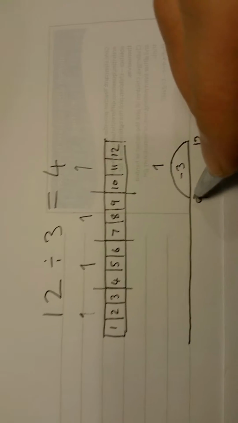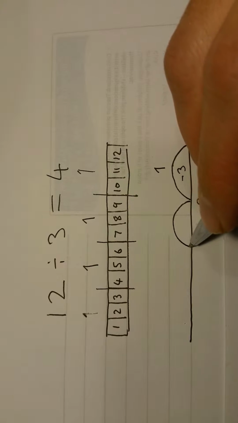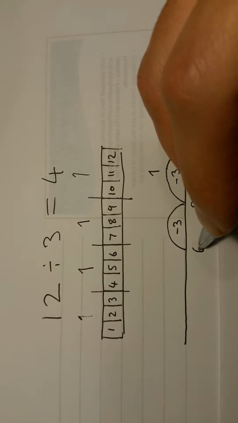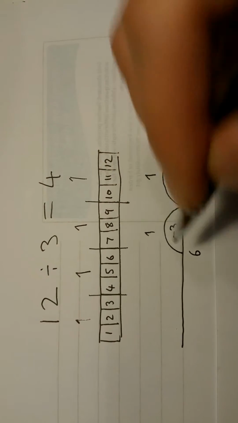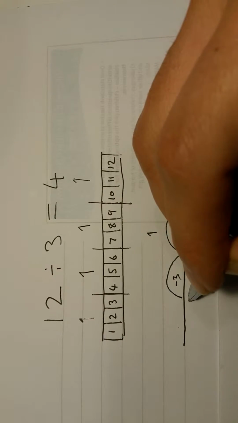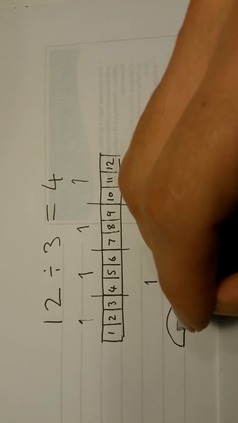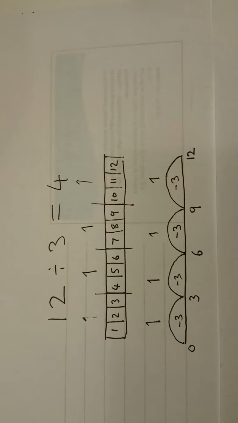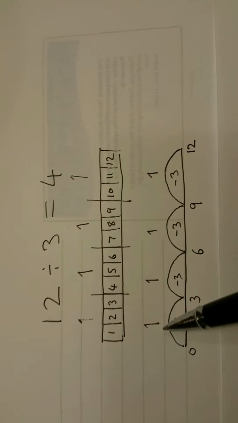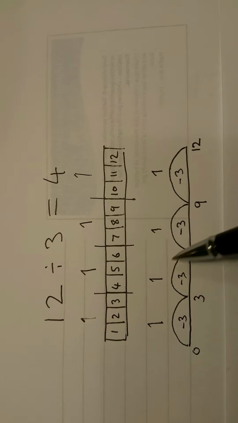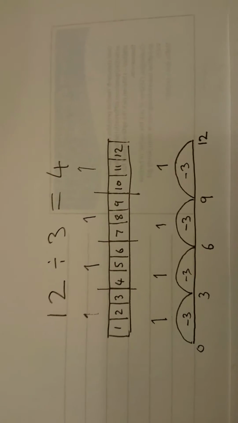And then I can take another block of 3, because I'm dividing by 3. And I'm going to take 3 away from that, and that gives me 6. So that's another lot of 3. And I'm going to take away another lot of 3, which takes me to 3, so that's another lot of 3. And then all the way back to 0, which is here, and that's another lot of 3. So now I can count how many lots of 3 I took out. 1, 2, 3, 4 lots of 3.